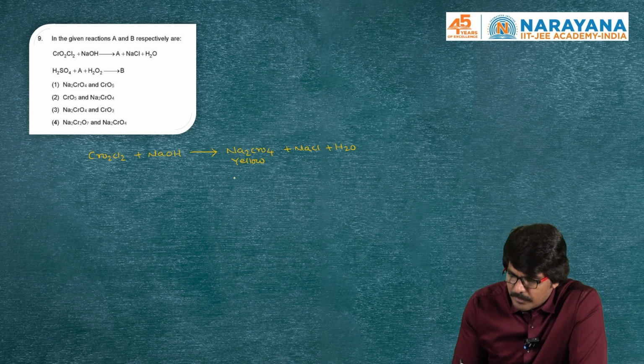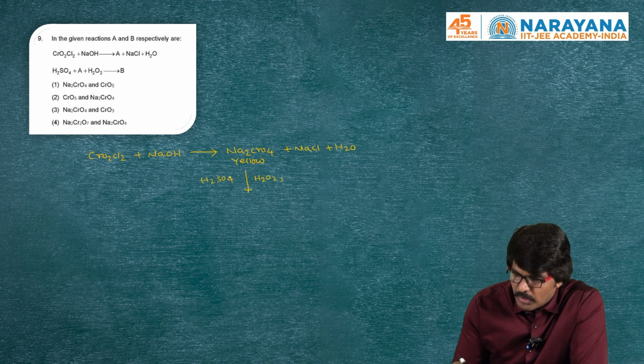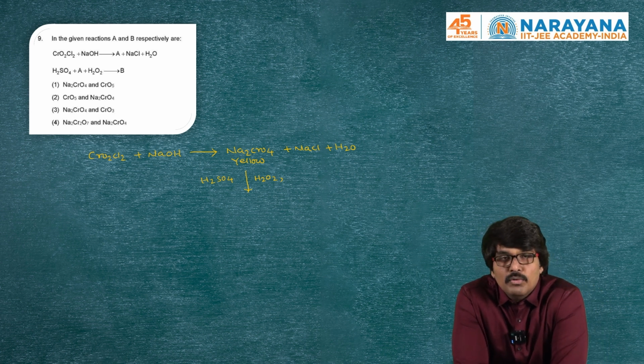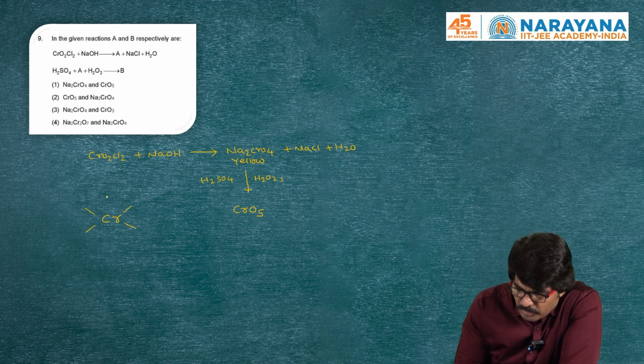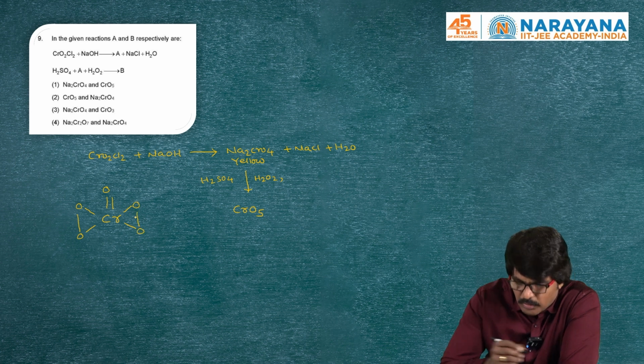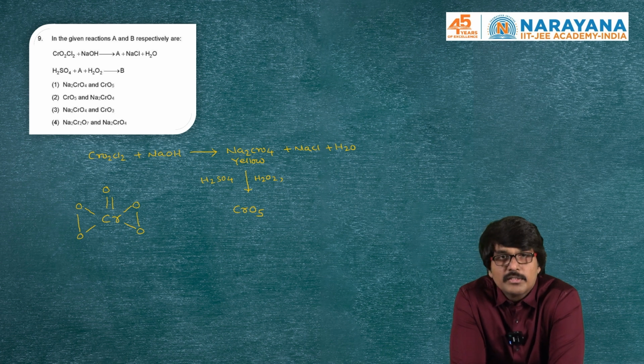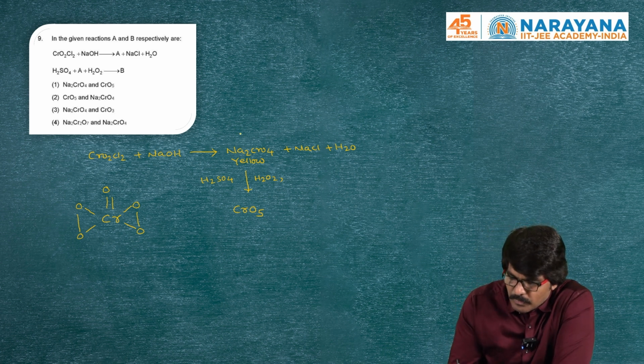And you are adding hydrogen peroxide, an oxidizing agent, and also sulfuric acid H2SO4. If you can recollect, it is going to give a blue colored compound, that is chromium peroxide, CrO5. So here chromium is surrounded by 5 oxygens, and of course there is a peroxy linkage here. Here also there is a peroxy linkage, and the oxidation state is +6, but it's not about the oxidation state, here he's asking one is A and another one is B.